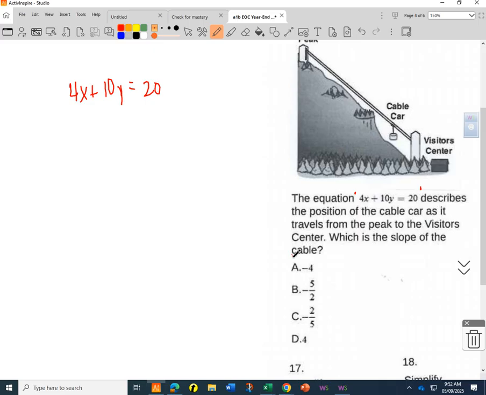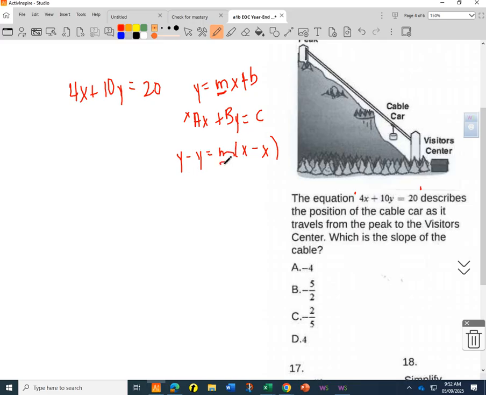So we learned different forms of linear equations. We learned slope-intercept form. We learned standard form. And we learned point-slope form. Which of these can you see the slope in? Can we see the slope here? Yes, that's the slope. Can we see the slope here? No.